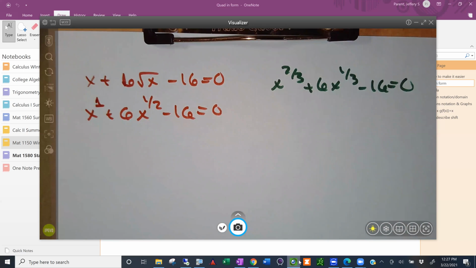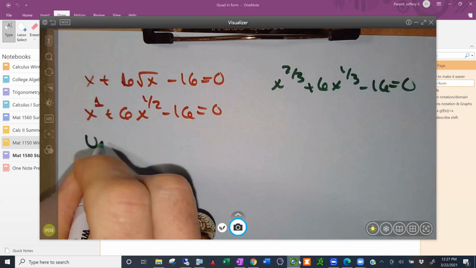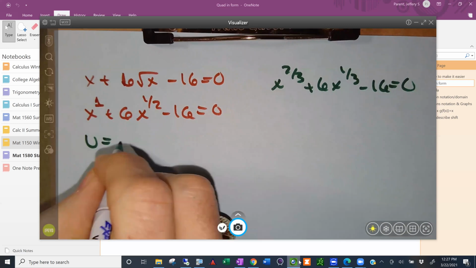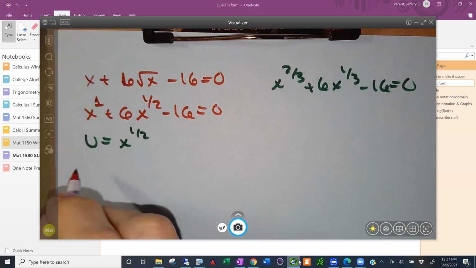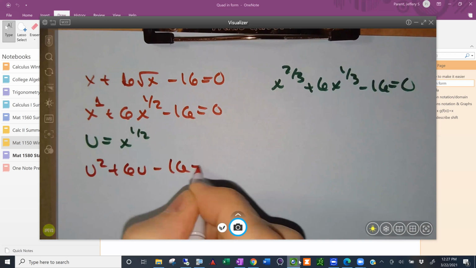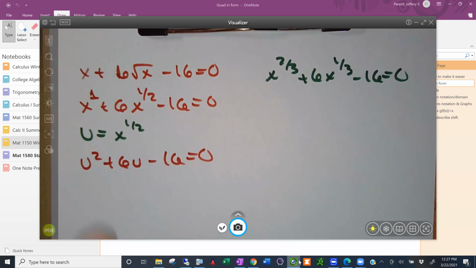So I can solve this by doing a little substitution. I can let u equal what here? X to the 1/2 power. Excellent. Thank you, Z. X to the 1/2 power. And so that allows me to write my equation like this. u squared plus 6u minus 16 equals 0. And that's a little bit more user-friendly.